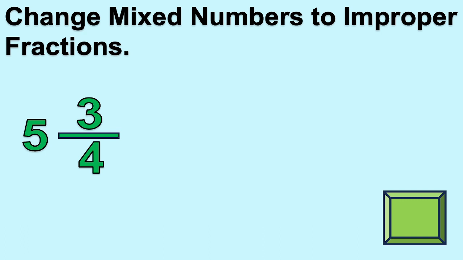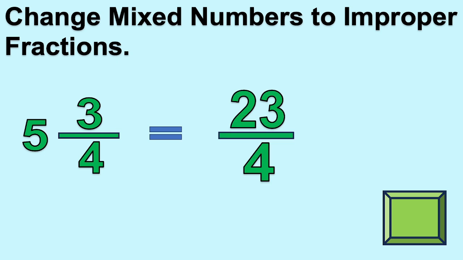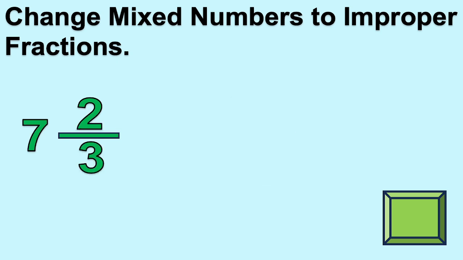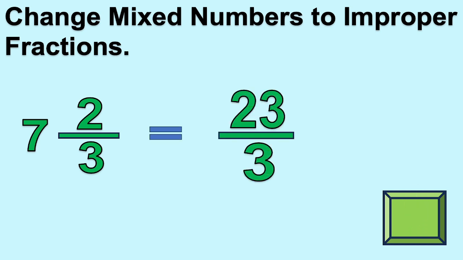5 and 3/4. Time's up, the answer is 23/4. Another, 7 and 2/3. Time's up, the answer is 23/3.